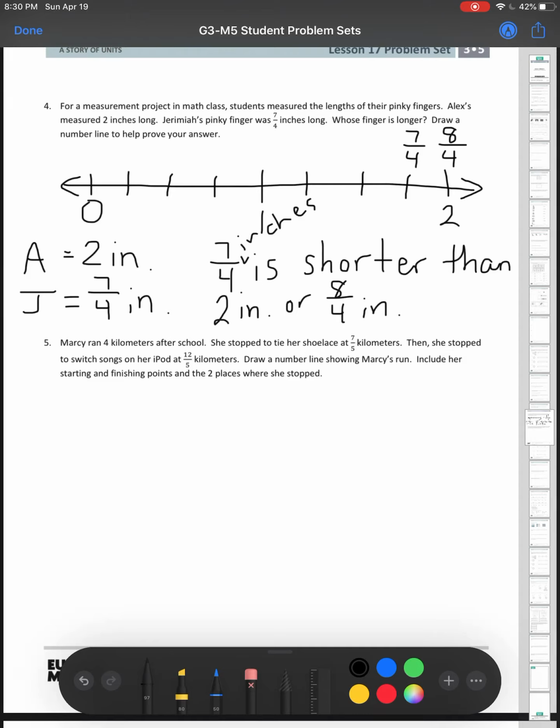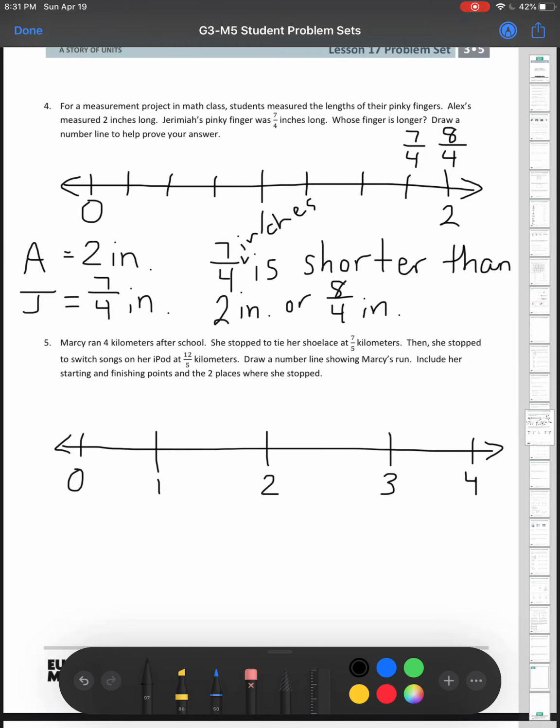So then number 5, Marcy ran 4 kilometers after school. She stopped to tie her shoelace at 7/5 kilometers. Then she stopped to switch songs on her iPod at 12/5 kilometers. Draw a number line showing Marcy's run. Include her starting and finish points and the 2 places where she stopped. All right, so we'll create our number line. It says she ran 4 kilometers, so that's going to be our ending point. And we are working with fifths, so we have to break up each whole into 5 parts.